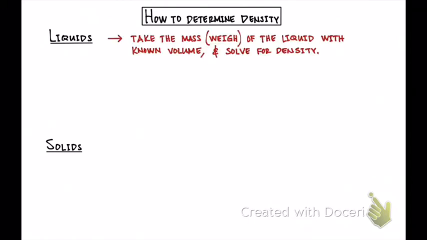So how do we determine the density of an object experimentally? So it's different per physical state, right? So if you have a liquid, you would determine the density of the liquid differently compared to solid or a gas. For liquids, all you have to do is take the mass of the liquid by weighing it using a balance with known volume, and then solve for density using that equation that we just looked at earlier.